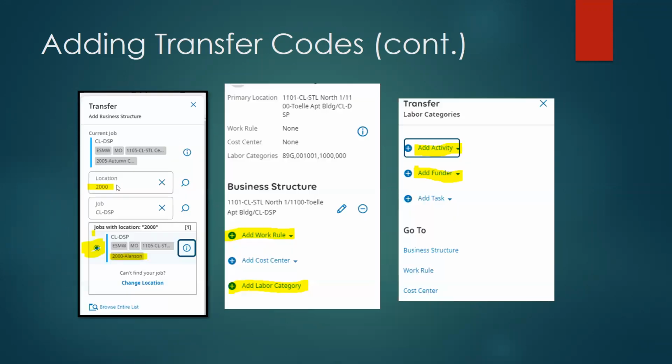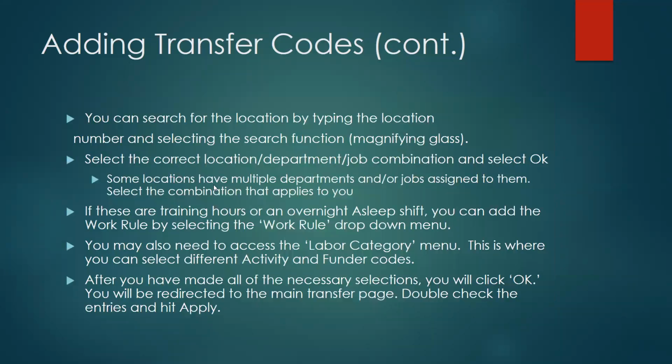You can search for a location by entering that. If you click the X, it'll clear everything out of there. You can type in the location, hit the magnifying glass, and it's going to bring up jobs associated with that location. Select the right one, and then that enters the location.